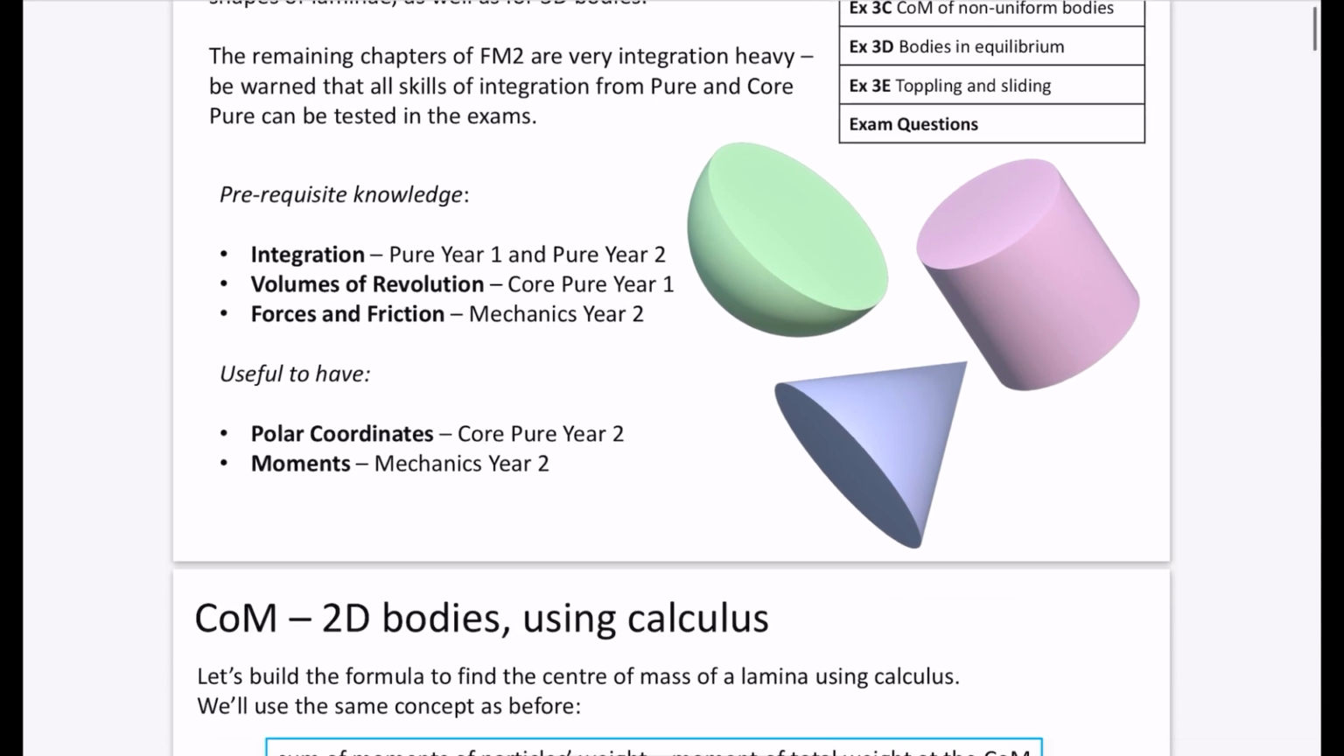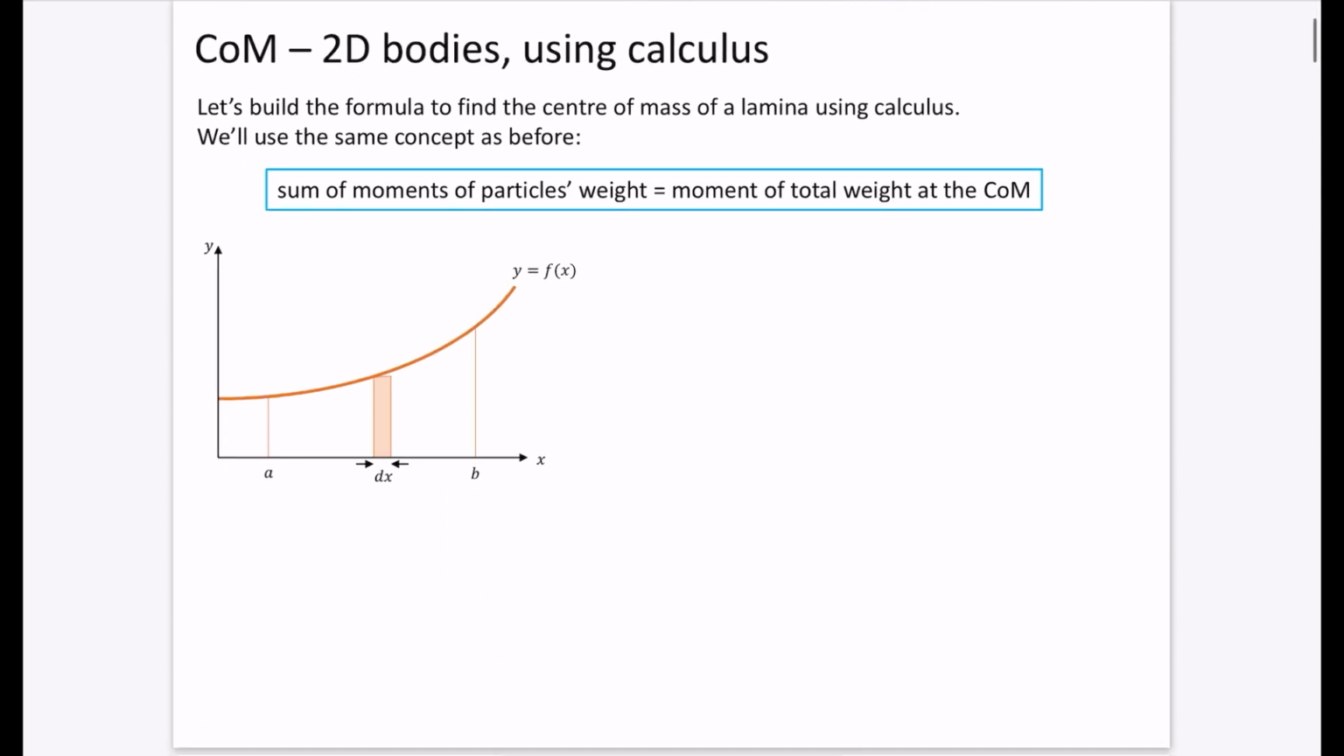Okay, so let's get started by thinking about the centres of mass for 2D bodies using calculus. So 2D laminae we're going to be thinking about right at this point. We're going to build a formula to find the centre of mass of a lamina using calculus, and we'll use the same concept as before. And that same concept from before was that the sum of the moments of the particles' weights is equal to the moment of the total weight at the centre of mass.